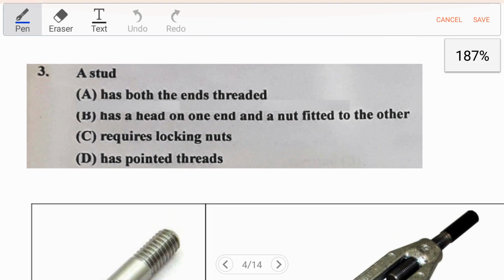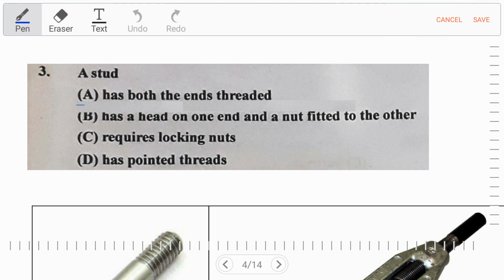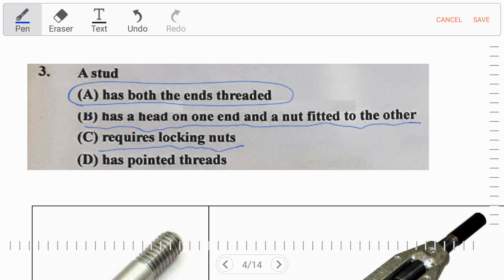A stud, option A, has both the ends threaded, has a head on one end and a nut fitted to the other, requires locking nuts, has pointed threads.